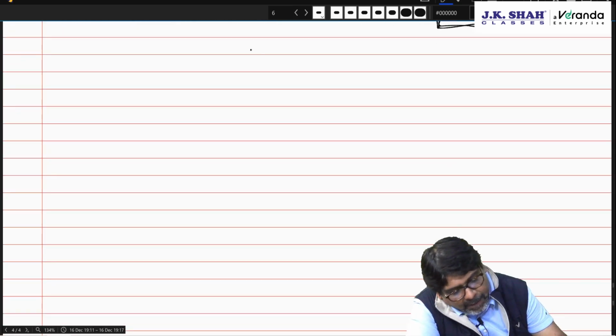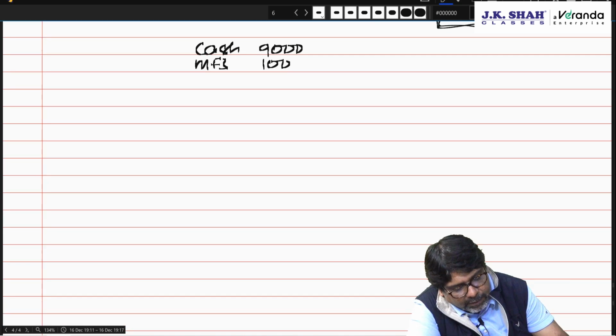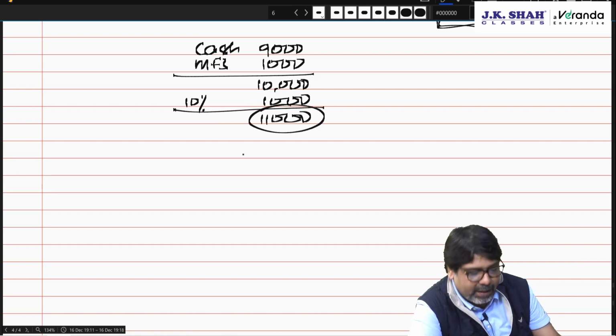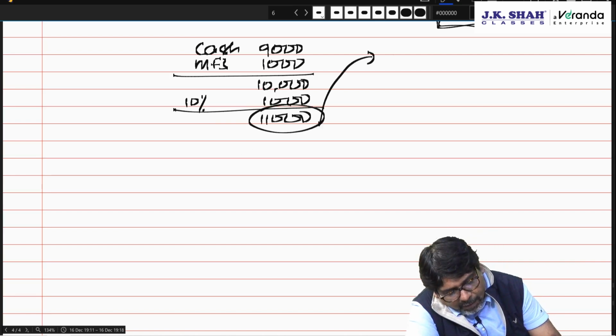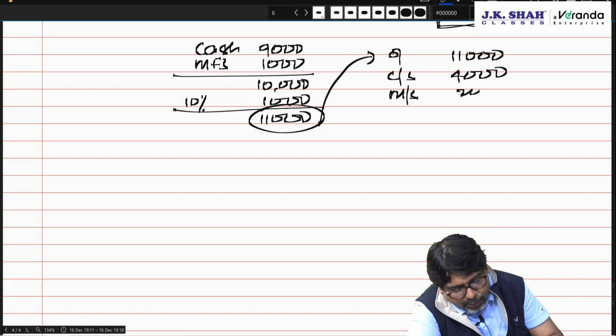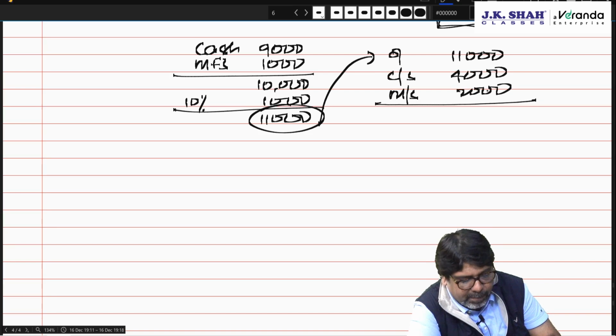Am I clear? I repeat, current year mein cash expenditure 9000, material from store you used 1000, total money spent 10,000. On this 10,000 interest 10%, that is 1000. Total cost 11,000 work in progress in the current year. Next year ka opening balance of the asset is 11,000. Next year cash mein you spent 4, material from store you spent 2. So total how much have you spent? 11 plus 4 plus 2.